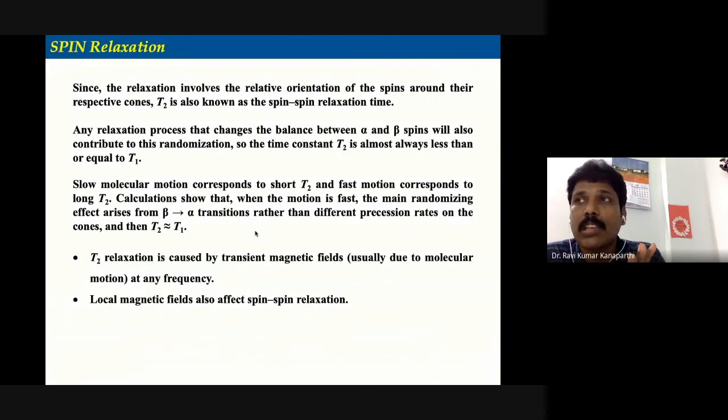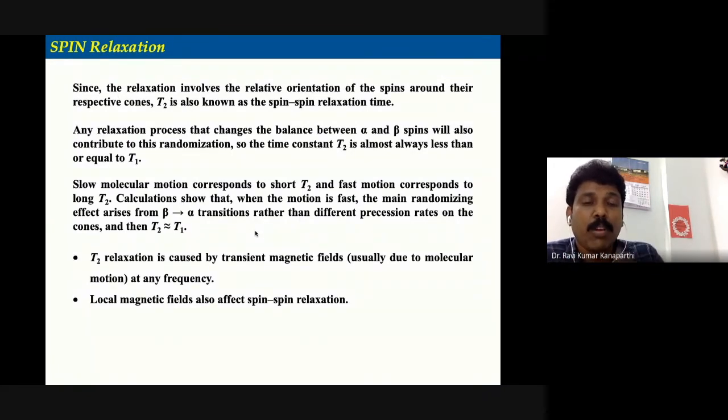Here there is nothing called a transition. So there is no transition involved in this process. If there is a transition involved, then it could have been reflected in the population. But that population difference is already taken care of by the other relaxation process. Okay, sir. Thank you.